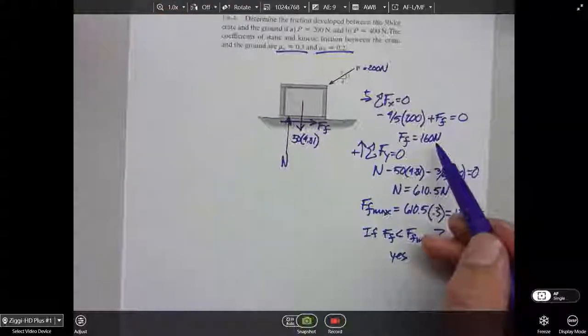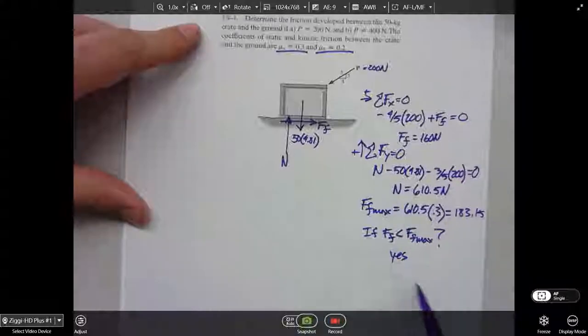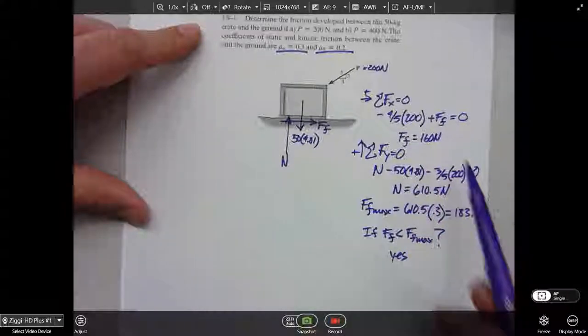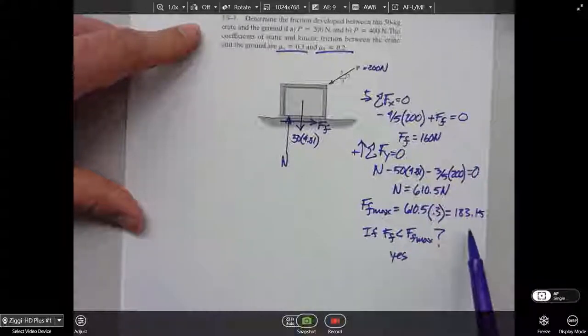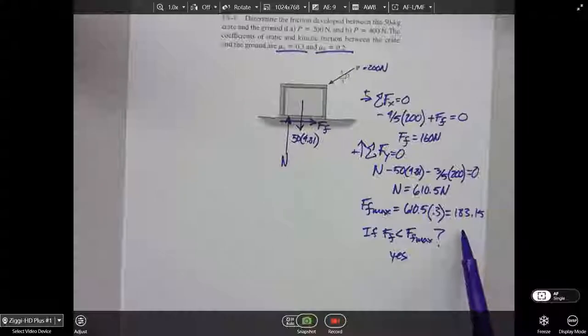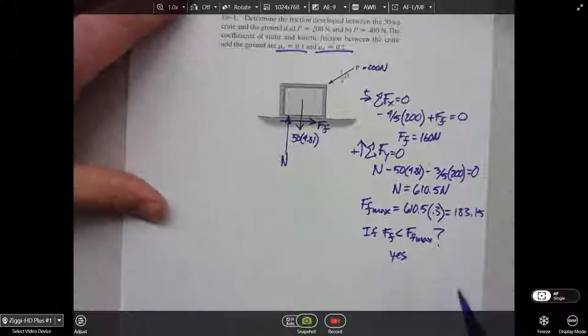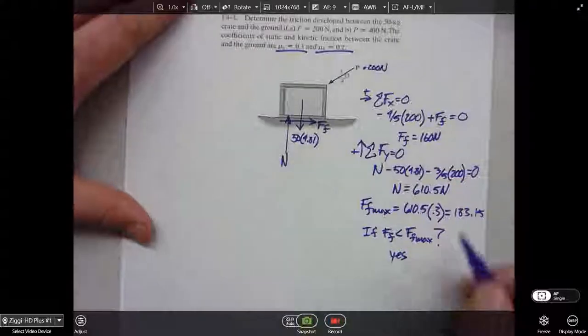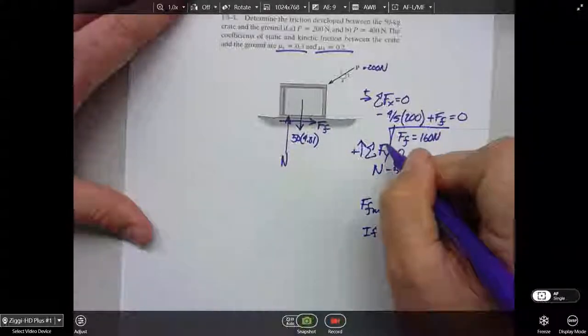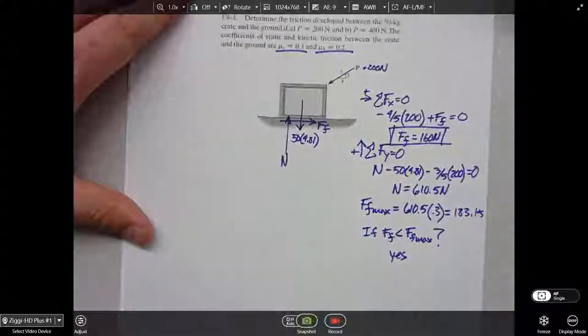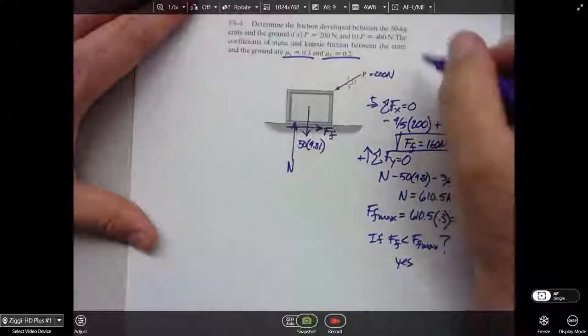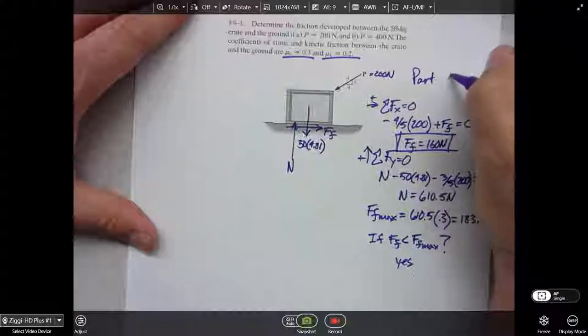What else does it tell us? It's not sliding, right? So if we'd done this and found out that the force of friction was 200 and F max was 183, what would that tell us? You'd have to recalculate the force of friction using the kinetic constant. We'd know that it's sliding. So for part A, the answer is the force of friction is 160 newtons.